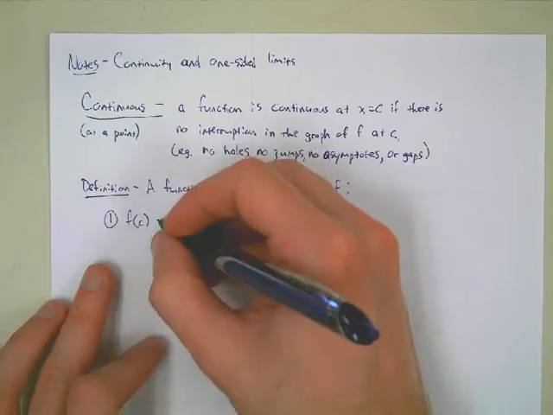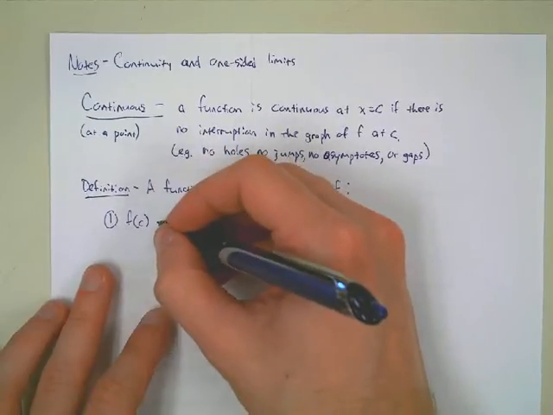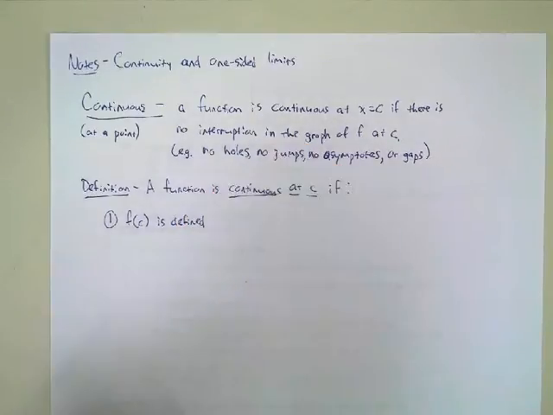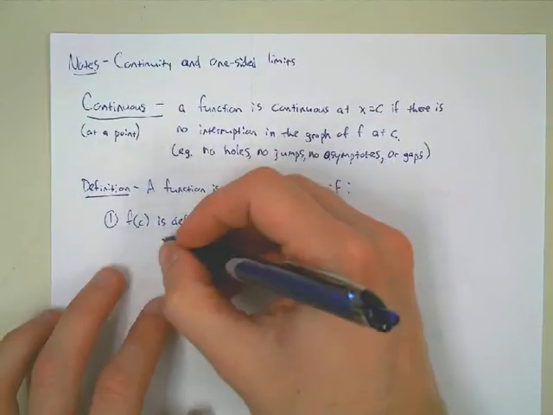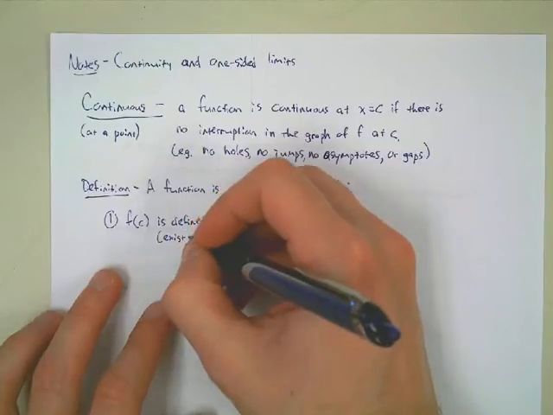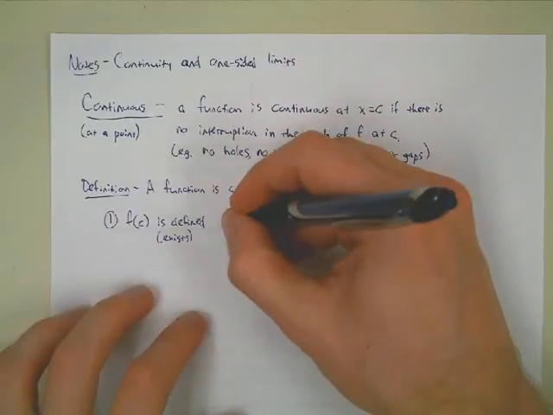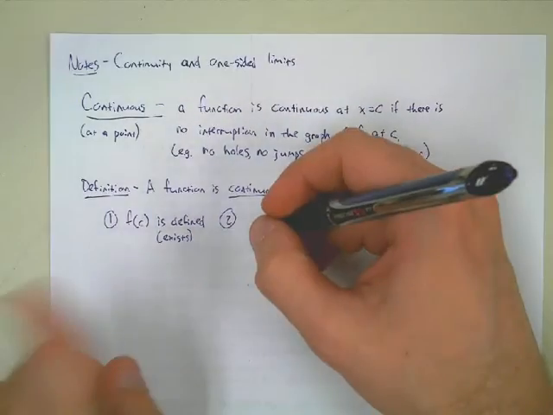1, f of c is defined. You can also think of that as it must exist. So f of c has a value. When you plug c in, f should work. It should give you a number, a value. So at the value c, you should have a value.